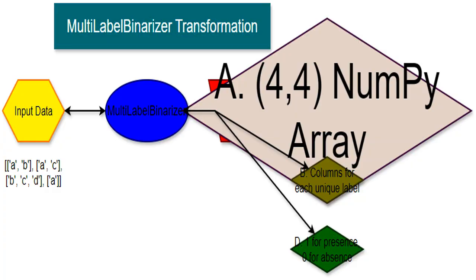This option says the output will have a separate column for each unique label found in the input data. Think of it like creating a label inventory. If your input data has labels A, B, C, and D, the output will have 4 columns, one for each of these labels.